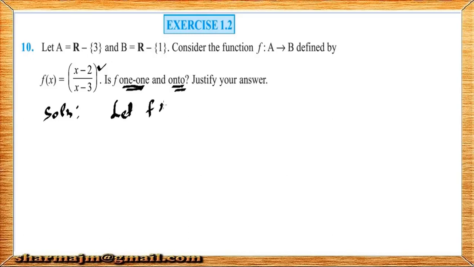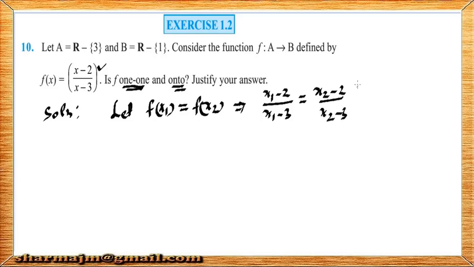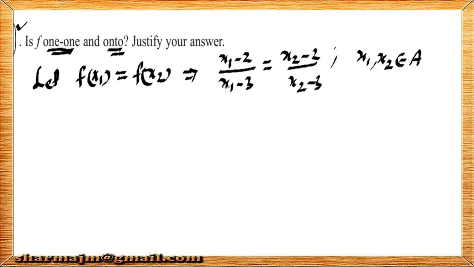f of x1 is equal to f of x2, which implies (x1 minus 2) upon (x1 minus 3) is equal to (x2 minus 2) upon (x2 minus 3), where x1, x2 are any two elements of domain A. Okay, and in the domain you will see 3 is excluded because if x1, x2 were 3 then division by 0 is not permitted.